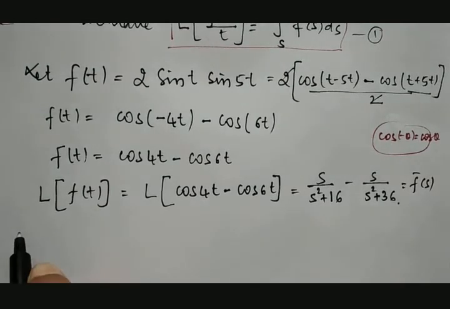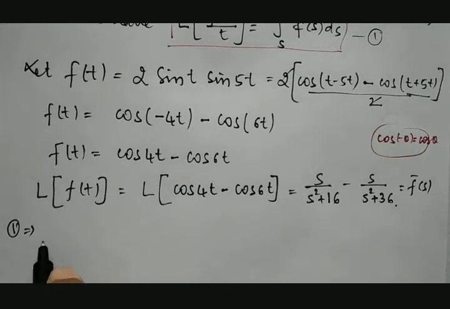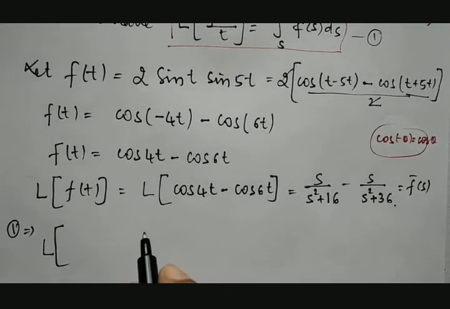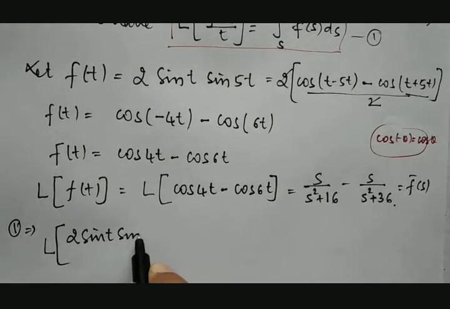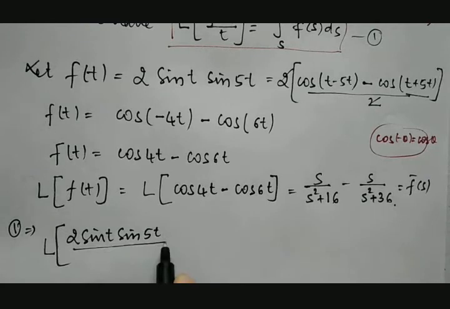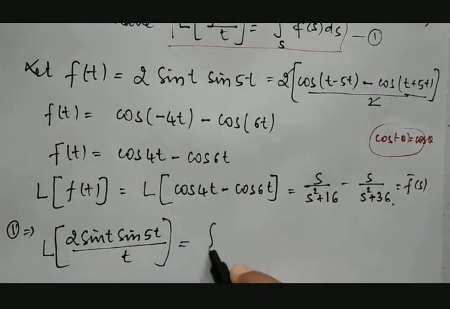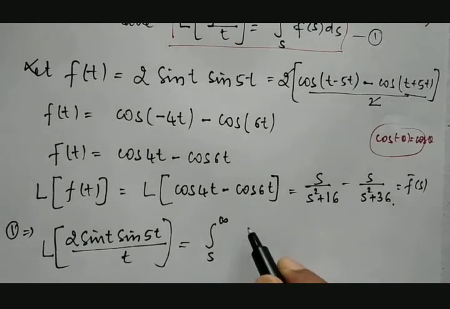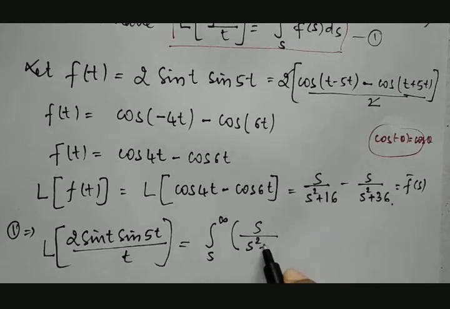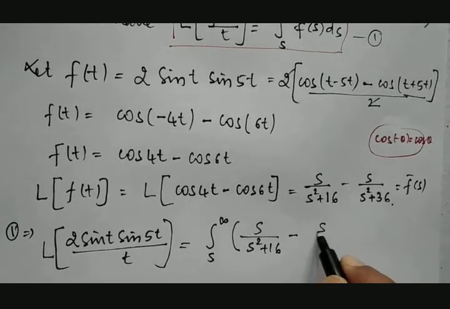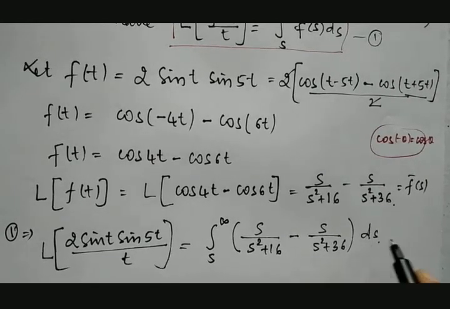Then equation number 1 becomes the Laplace transformation of f of t, that is 2 times sin t into sin 5t divided by t, is equal to the integration between s to infinity of f bar of s, that is s divided by s square plus 16 minus s divided by s square plus 36 with respect to s.